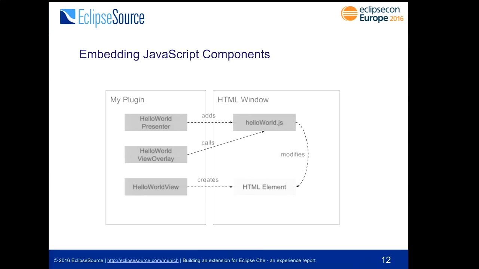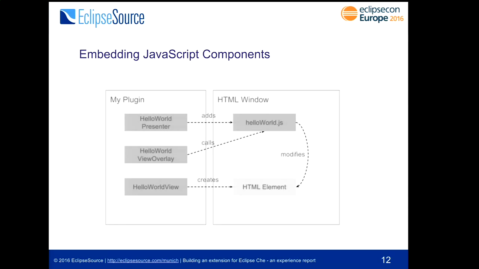This Hello World view would be a standard Che view, and what it basically does is create a panel in Grid. That's the standard element, and in the running application there will be an HTML element representing this panel. This view will just create an empty panel, which is then the placeholder for our editor.